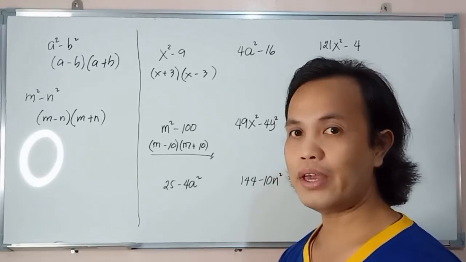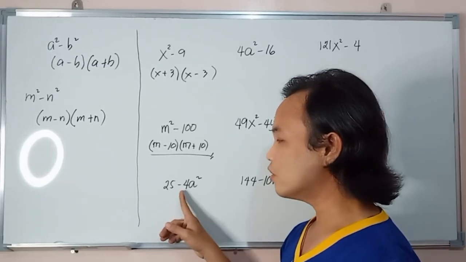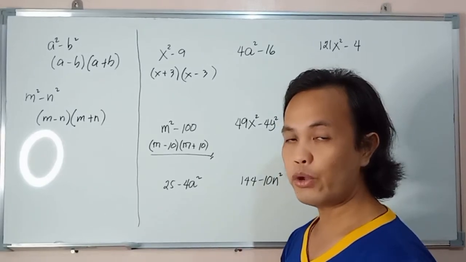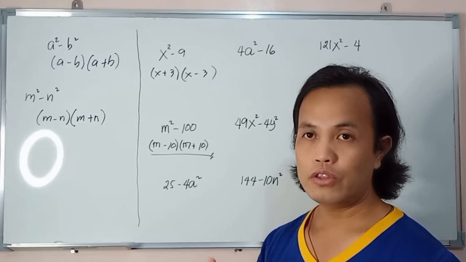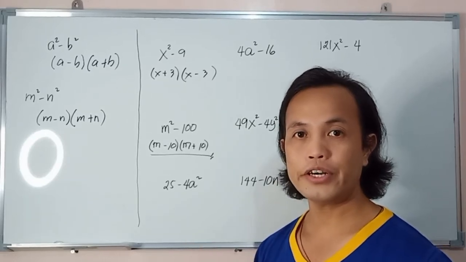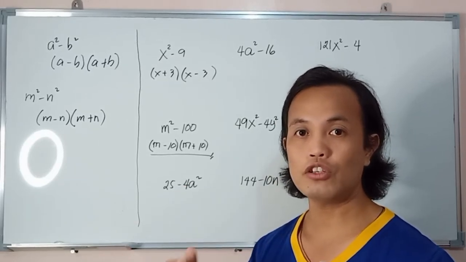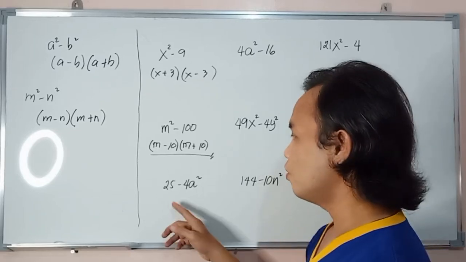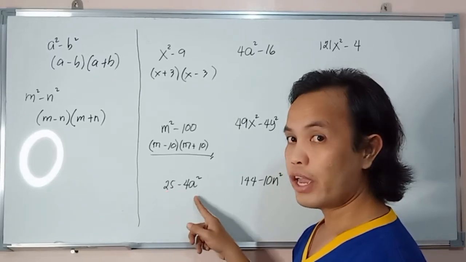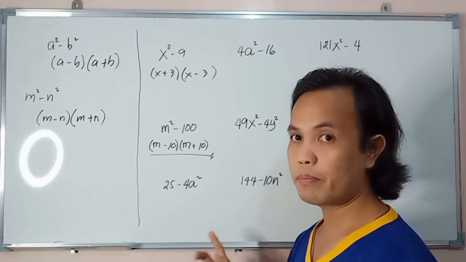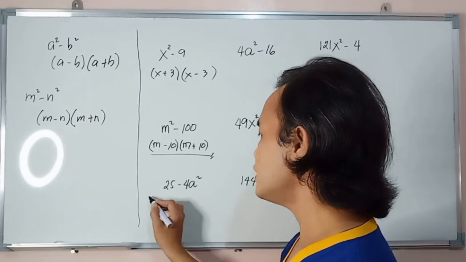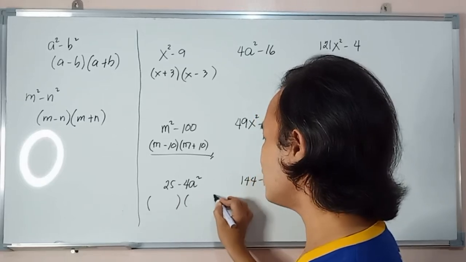Another example, we have 25 minus 4a squared. Again, we need to remember that the operation that separates the first term and the second term is always minus. So 25 minus 4a squared. Again, 25 is a perfect square and 4a squared is also a perfect square. So when we factor this out, we can have these binomials.